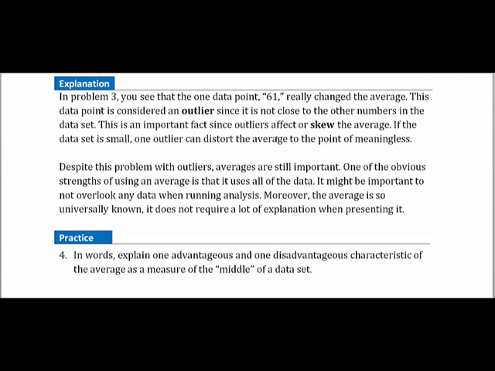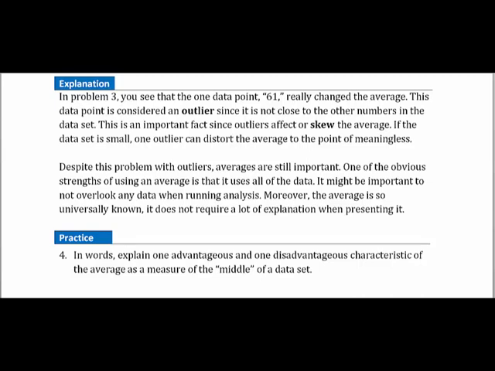In that last problem, you saw that the data point 61 really changed the average. This data point is considered an outlier since it isn't close to the other numbers in the data set. It's an important fact since outliers will affect or skew the average. If the data set is small, one outlier can distort the average to the point of meaninglessness.